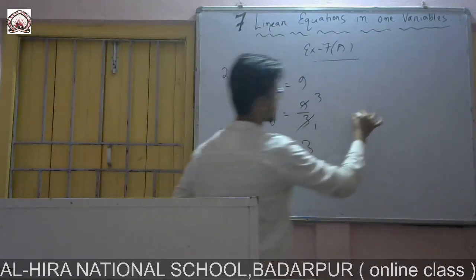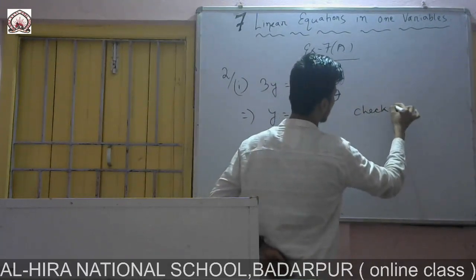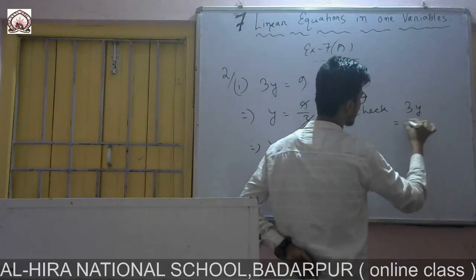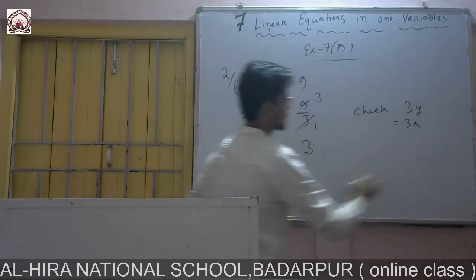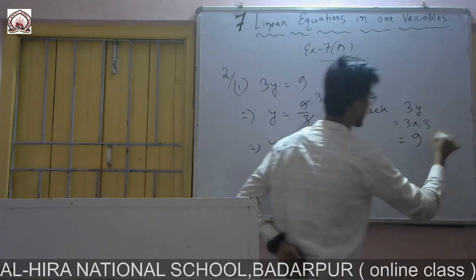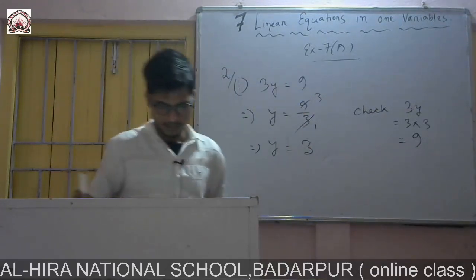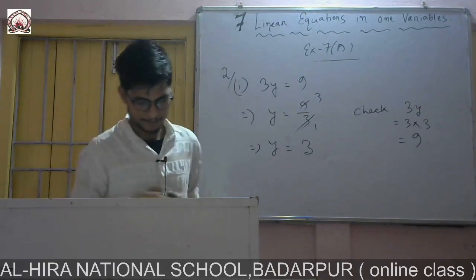So now I have to check. It is given 3y. That means 3 into, what is the value of y? It is 3. 3 threes are 9. The value of y is correct. Okay, now see Roman number 3.